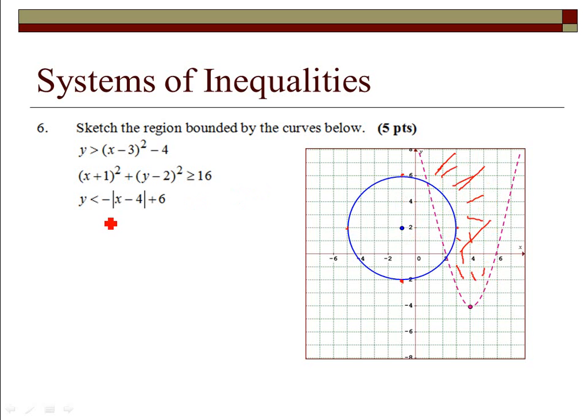Okay, the last one is the absolute value. So I've got my vertex is at 4, 6. It's flipped over, so I'm going to make a V shape. Then, right in here, I'm going to do the shading below it. The shaded area is right there.